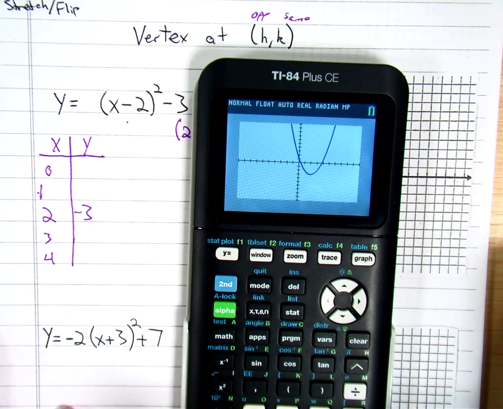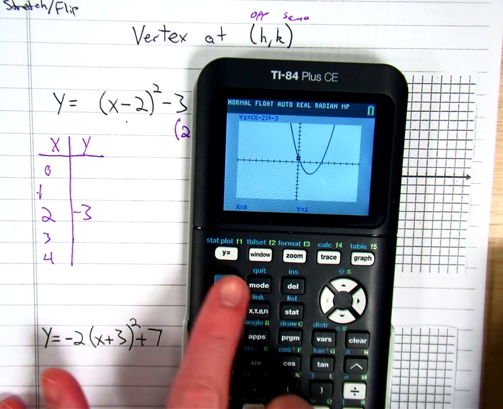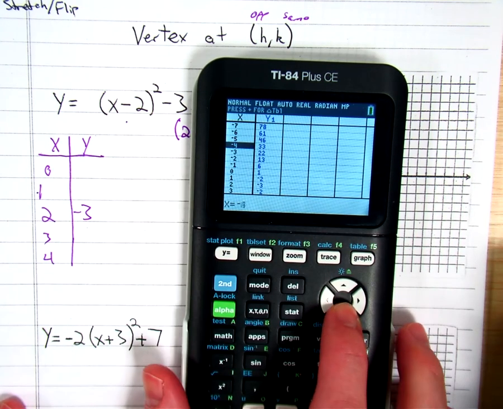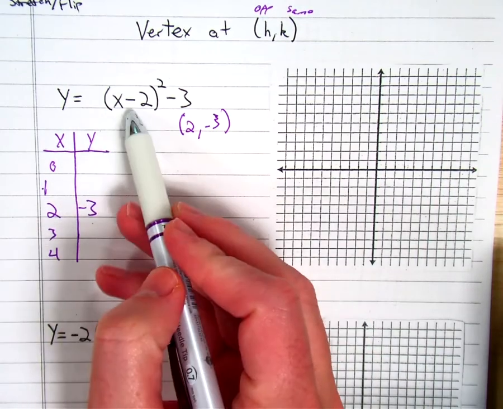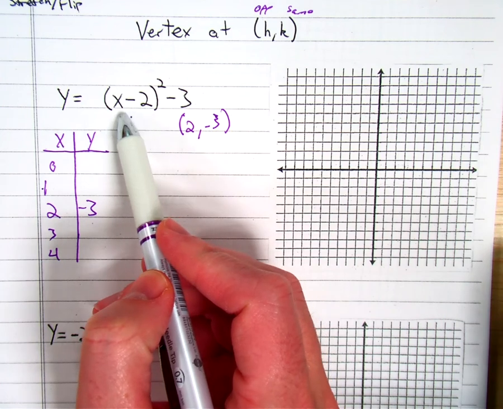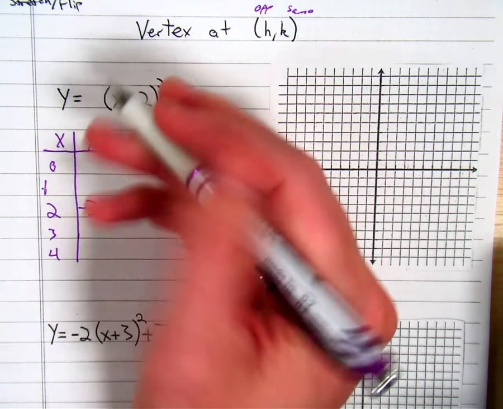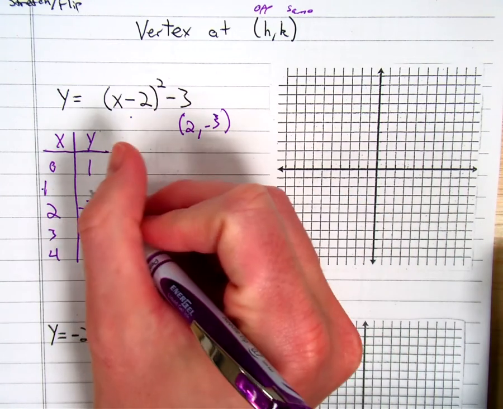Yeah, vertex is at 2, negative 3. We can push trace and type in negative 2, enter. Not negative 2, Mr. Handke, positive 2. 2, enter. 2, comma, negative 3. There it is. We can fill in our table by just going through 1, enter, 0, enter, and fill those in. We can go second graph to get to our table and use that to fill in your table, or you can just use math and put 0 in here. 0 minus 2 is negative 2. Negative 2 squared is 4. 4 minus 3 is 1. You can fill it in that way.